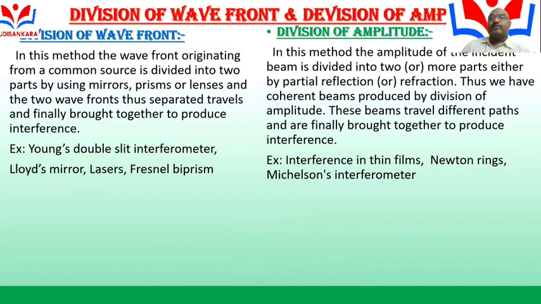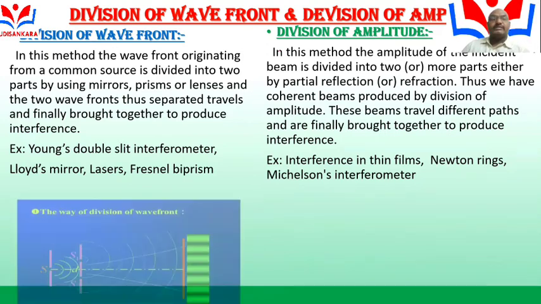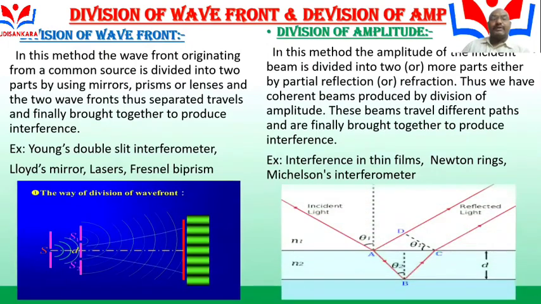In division of amplitude, the amplitude of the light rays of the beam is divided into two or more parts, either by partial reflection or refraction. Thus we have coherent beams produced by division of amplitude. These beams travel different paths and are finally brought together to produce interference. The diagram is as shown in the figure.